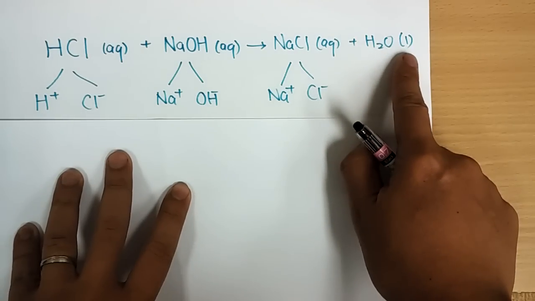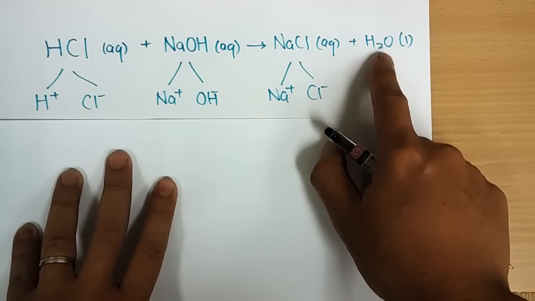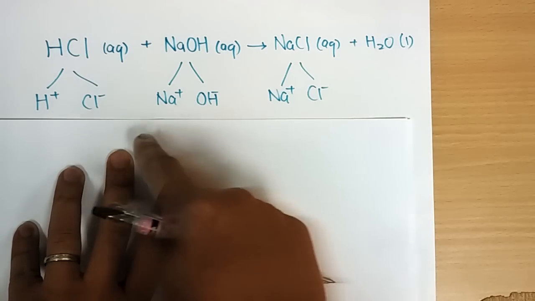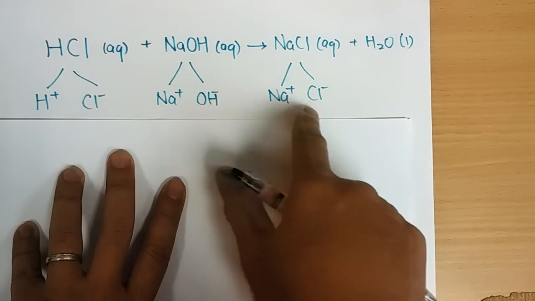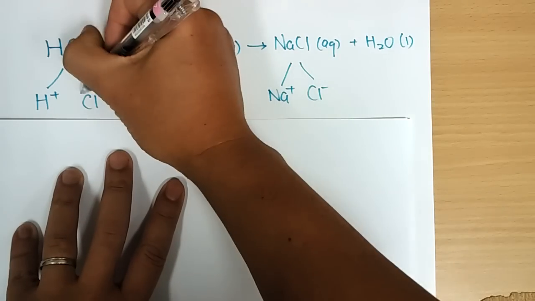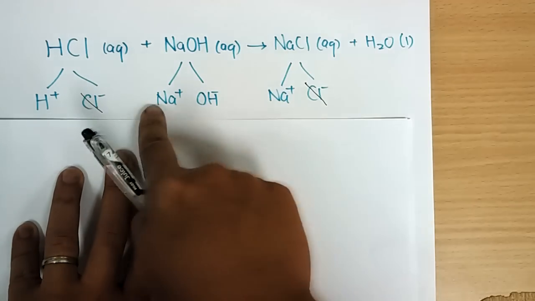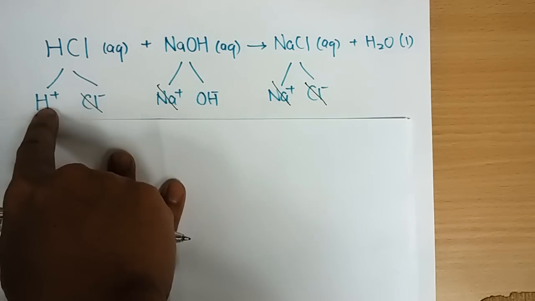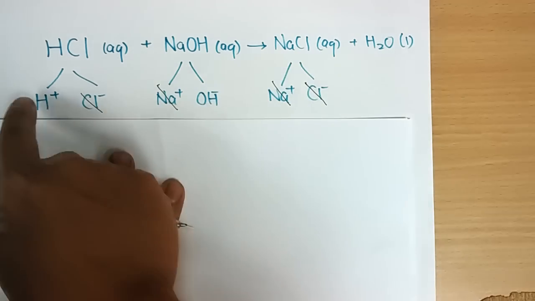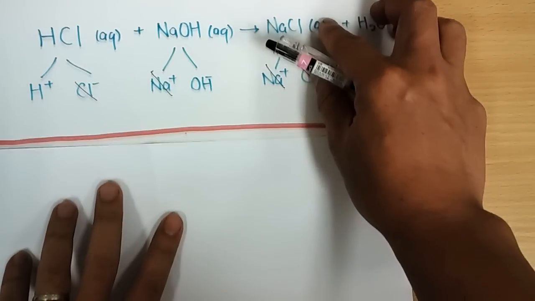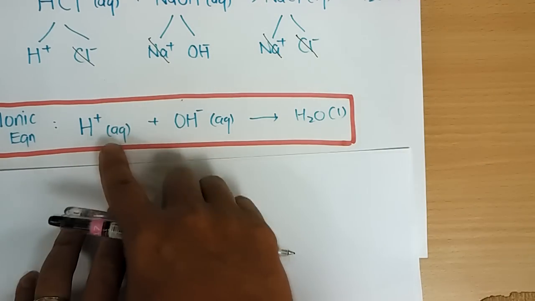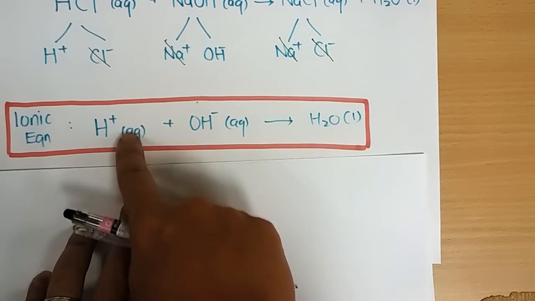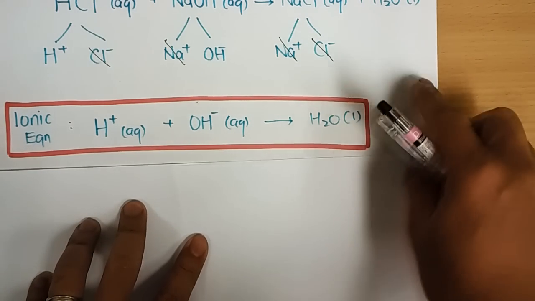Water is a liquid and it's not aqueous, so it doesn't break up into ions. It remains as a water molecule. So now let's look at the ions. Ions that are present on both sides of the equation, we cancel away. Sodium, cancel that away. And then what we have is H plus and OH minus. These are the ions that remain, which are responsible for the formation of water. So this is what you have. This is known as an ionic equation.